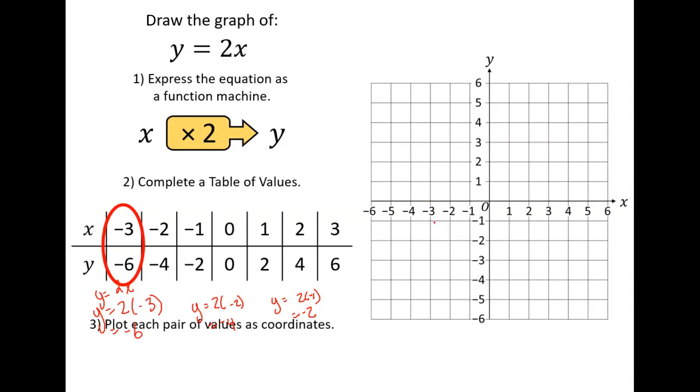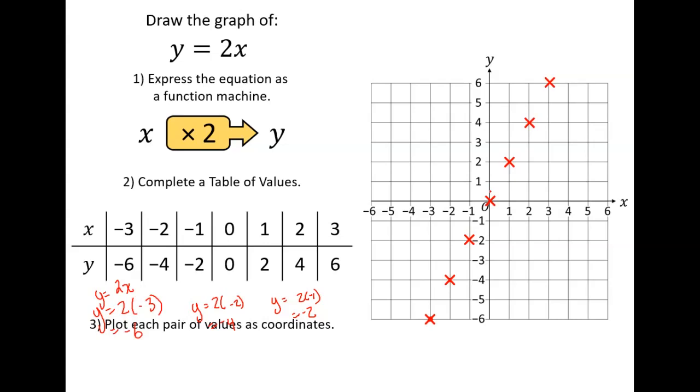So we're going to go to x equals -3, -6. It's going to put me there. Then we're going to go to -2 here and -4 down here. And that looks good because we're starting to get a straight line. Then we'll go to -1, -2, 0, 0 is right here. So when 0, 0, I'm wanting to call it a vertex, but it's where the x and the y meet. So this is your coordinate of 0, 0, your origin. And then we have 1 and 2, 2 and 4, and 3 and 6.